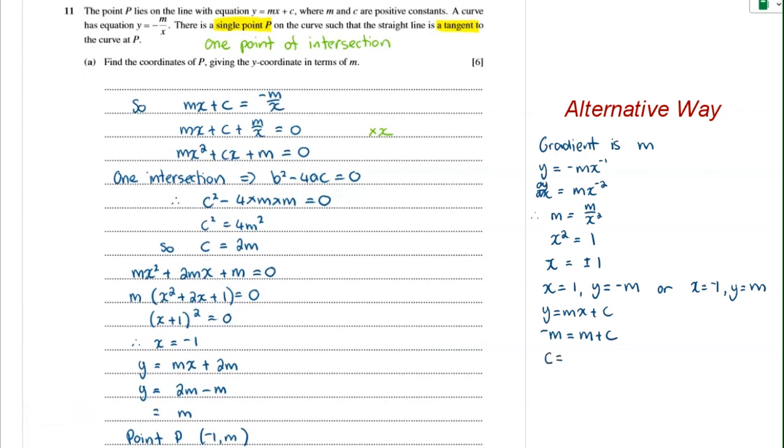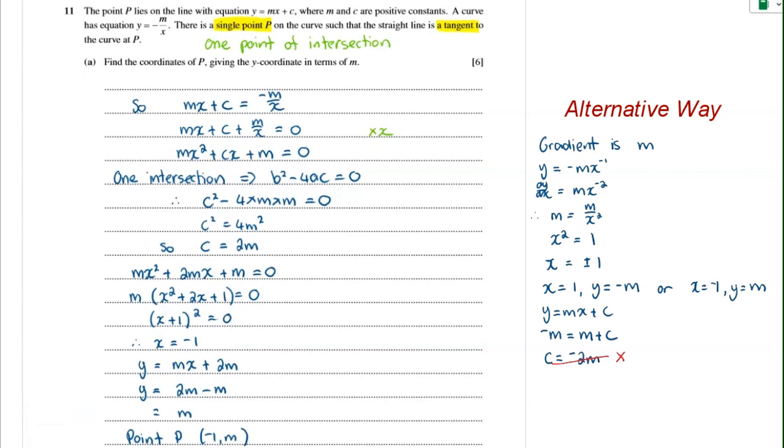So c is equal to, when you take m over and subtract it from negative m, you get negative 2m. Now, that's a big problem because m is positive, and when you multiply it by negative 2, you're going to get a negative, which means c is negative. So this is not a possible answer. So let's check the other one.